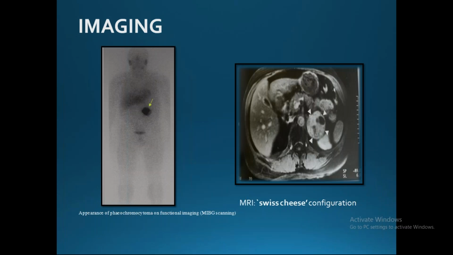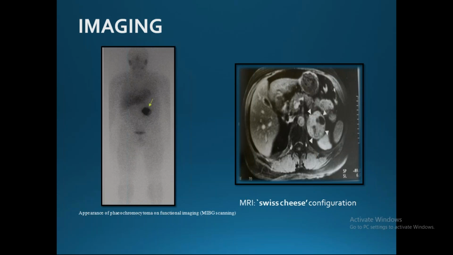The first one is the MIBG scan. You can see the hotspots. In the head, the hotspots are the parotid and the submandibular glands, and you can see the liver. Then you can see the adrenal glands and some uptake in the urinary bladder.